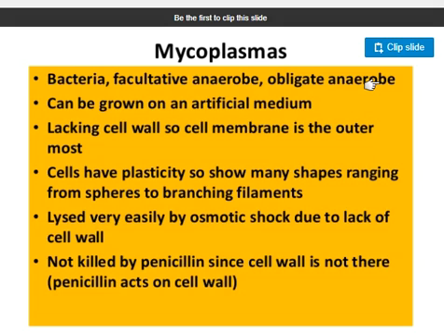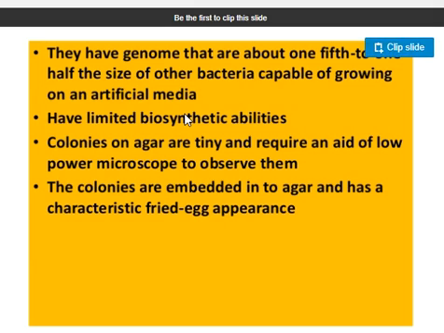Mycoplasma has a plasticity to show many shapes, ranging from spheres to branching filaments. Mycoplasma is also not killed by penicillin, since the cell wall is not there, hence it does not show an appreciable response against the penicillin antibiotic.